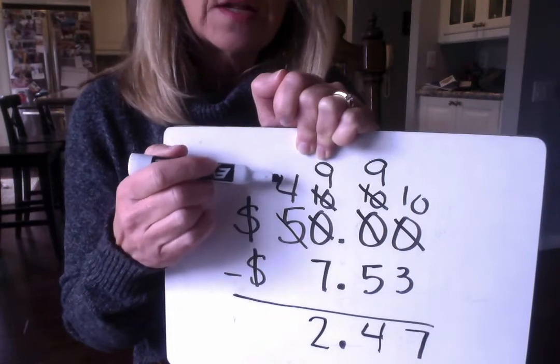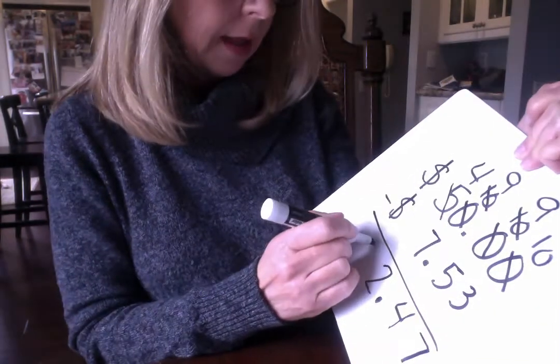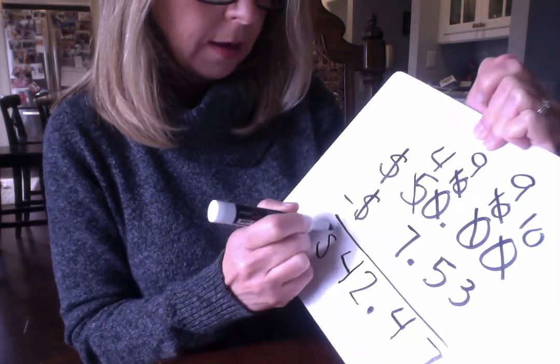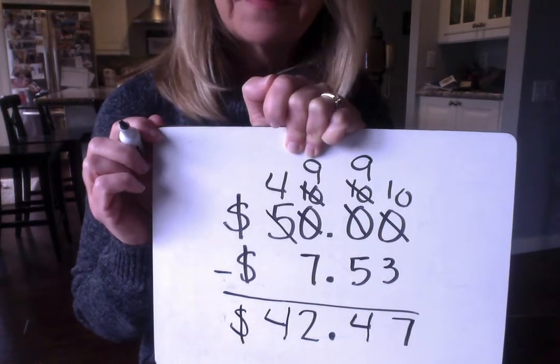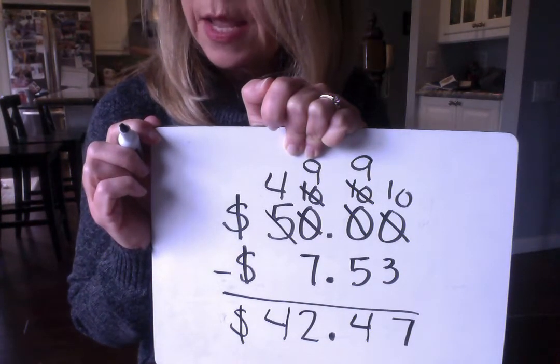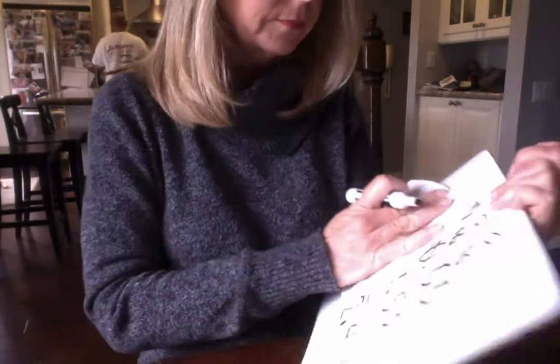And then here's our $10 bills. 4 $10 bills minus nothing. So we would still have our 4 $10 bills. So we would write our 4 there. Don't forget to put your dollar sign. So our answer for that problem is $42.47.